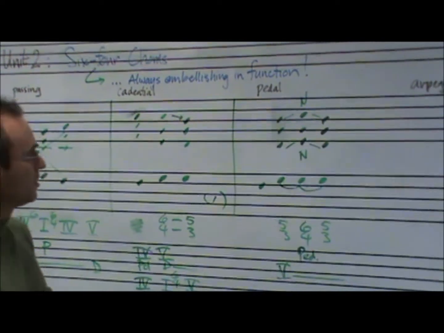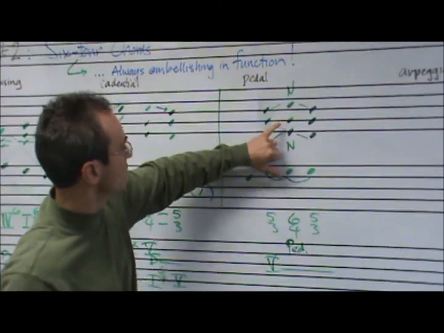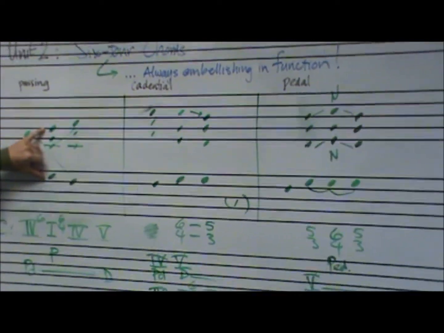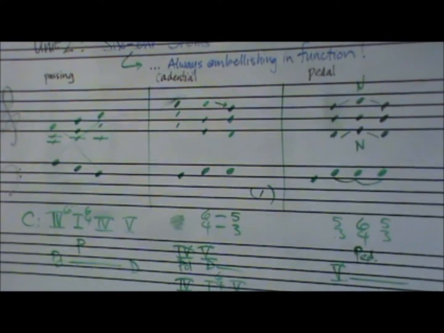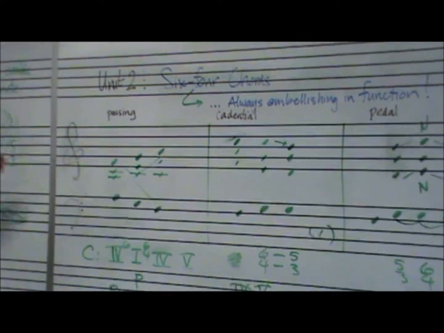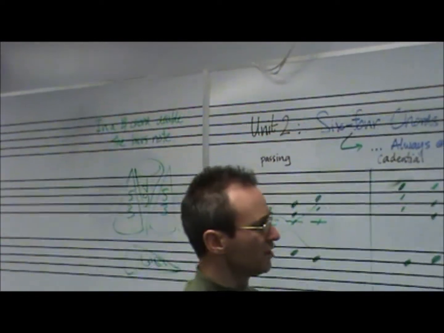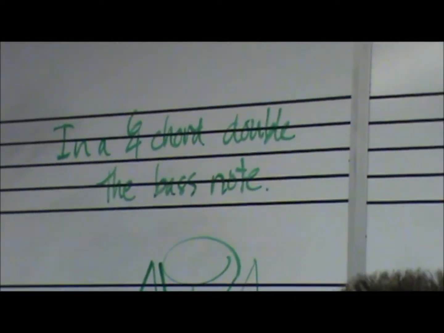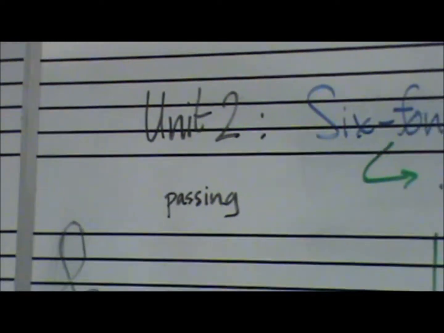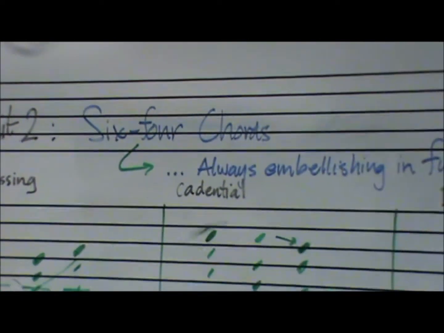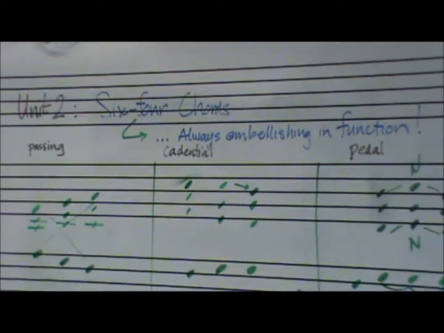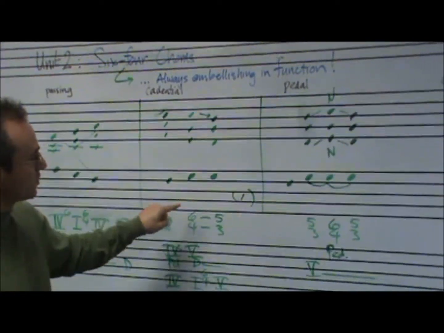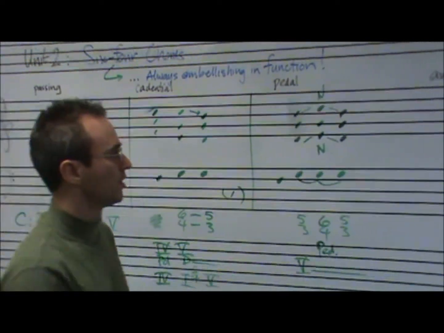Notice what we're doubling in all these cases: the bass note, the bass note, and the bass note. Always double the bass note in the 6/4. Your fourth above the bass needs to resolve. Now sometimes it's just going to stick because it can't move down, but when you can, you resolve it down by step, especially here with the cadential and the pedal.